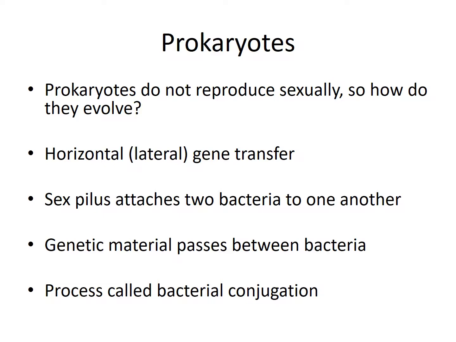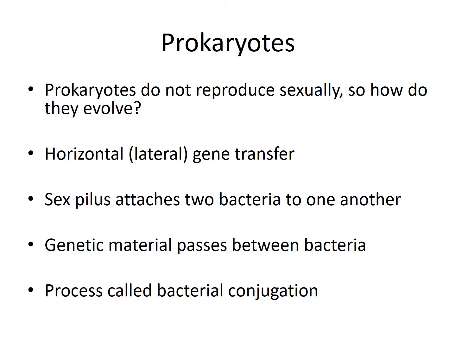So prokaryotes have to have a method, because prokaryotes reproduce through the process of binary fission. And if you remember, binary fission produces clones, and two clones are going to have the exact same genetic information as each other and this parent cell that they came from. So prokaryotes need to have some way to create that diversity. And the way they do that is through a process called horizontal gene transfer, or another term I could call it is lateral gene transfer.